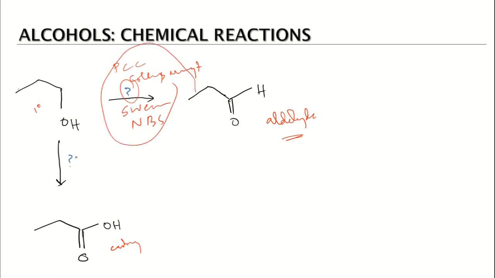But to convert this primary alcohol into the carboxylic acid, we have to use strong oxidizing agents, such as KMnO4, potassium permanganate, or K2Cr2O7, potassium dichromate. These we have to use in presence of an acid. Then we'll get this conversion. So we have to remember the reagents, the product, the substrate, and the type of change that is brought about by these reagents.